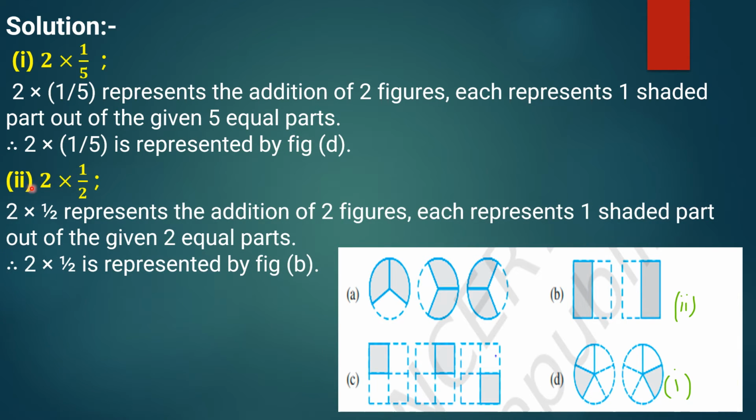And the second one, 2 into 1 by 2. So what is 2 into 1 by 2? So 2 represents addition of two figures, and 1 by 2 represents one shaded part out of the given two equal parts. Therefore our answer is B, so the drawing B is nothing but sub question 2. Therefore 2 into 1 by 2 is represented by figure B.